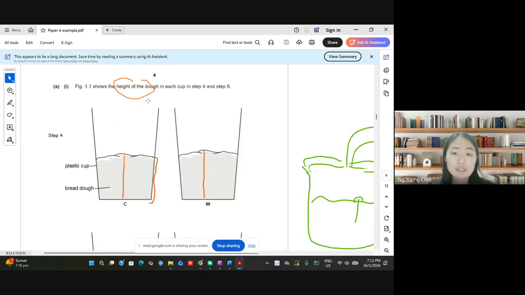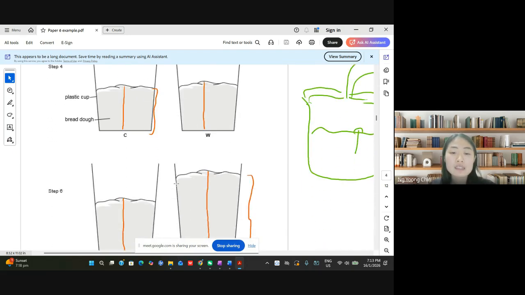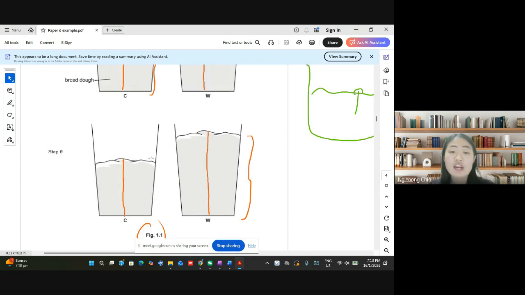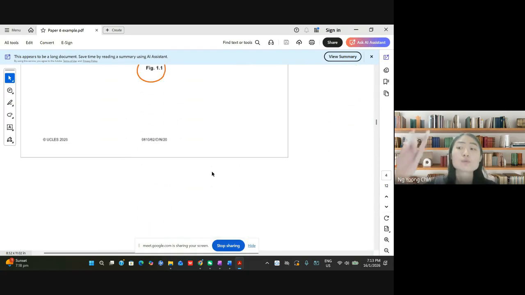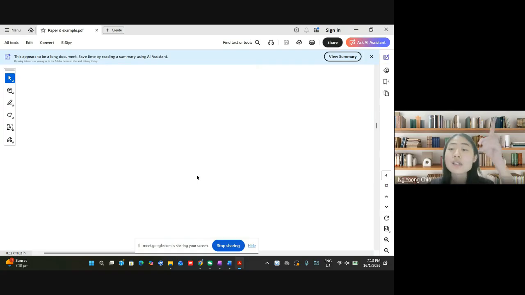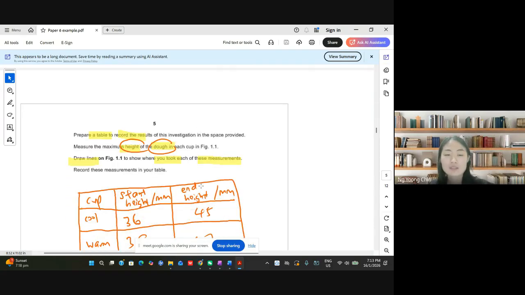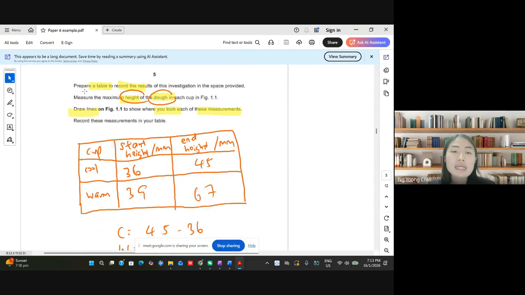Yeah, so this is the height of the dough in step 4 and step 6. This is the initial one. Okay, you have an initial, and then the second picture is the final. The final height, yeah, you need to measure it. So you need to bring your ruler. Don't forget your ruler and calculator, these two things. And then they ask you to prepare a table to record the result of this investigation in the space provided. Okay, measure the maximum height of dough in each cup, and then draw the line to show where you took each of the measurements.